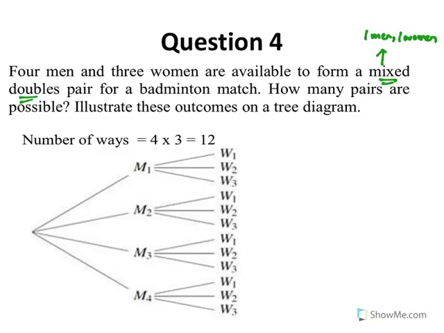So how many pairs are possible? Same thing. We are choosing 1 man and 1 woman. Does it matter if you choose a woman first? No, right? Because they are independent. So with that, I choose the guys first. 4 choices. 1, 2, 3, 4.